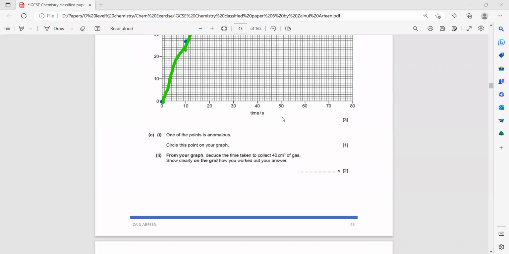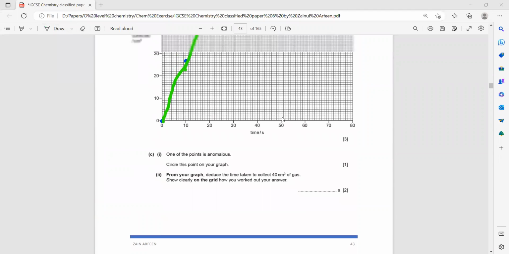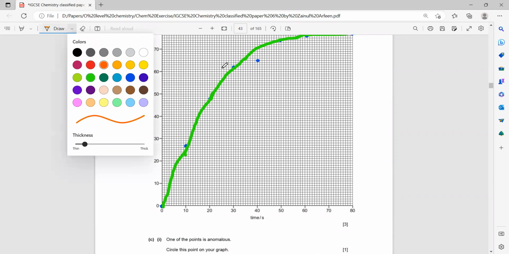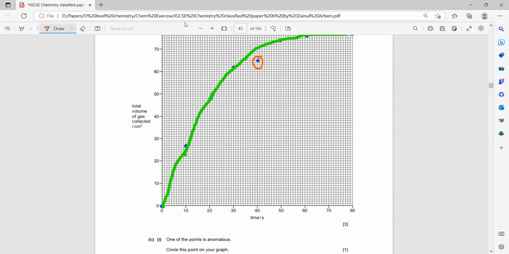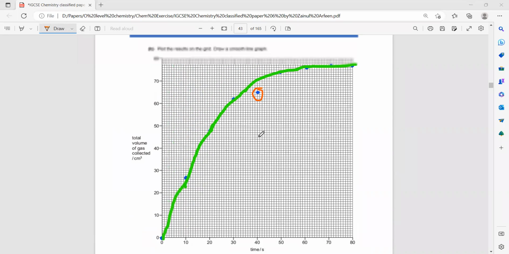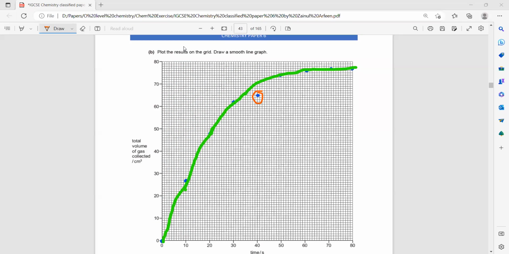The next one: for the anomalous point, circle that point. So we have to circle the point which appears to be anomalous. So this point. Next is from your graph, deduce the time taken to collect 40 cm cube of gas. So how much time will it take to collect 40 cm cube of gas? So we have to draw a line from here, from 40 cm cube. You have to show this on your graph and then find on the y-axis how much gas is collected.